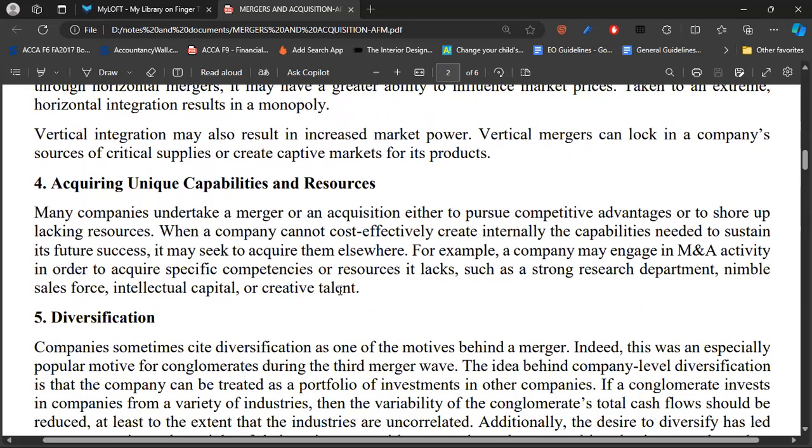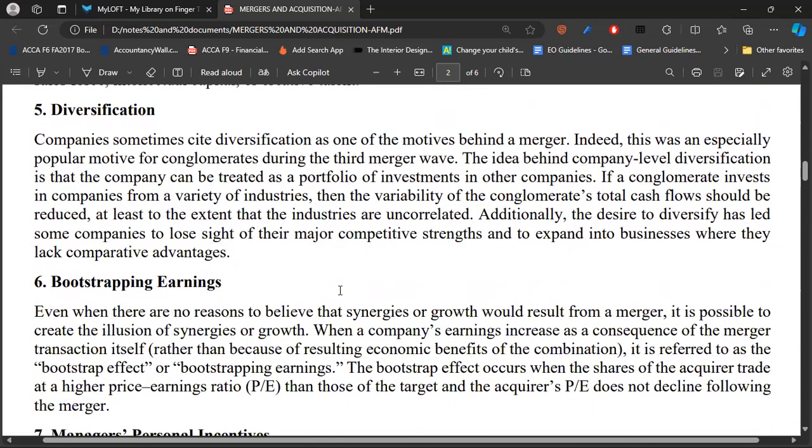Then we normally talk about acquiring unique capabilities and resources. Many companies undertake a merger or an acquisition either to pursue competitive advantage or to shore up lacking resources. When a company cannot cost-effectively create internally the capability needed to sustain its future success, it may seek to acquire it elsewhere. For example, a company may engage in merger and acquisition activity in order to acquire specific competencies or resources it lacks. Then I will give a last point.